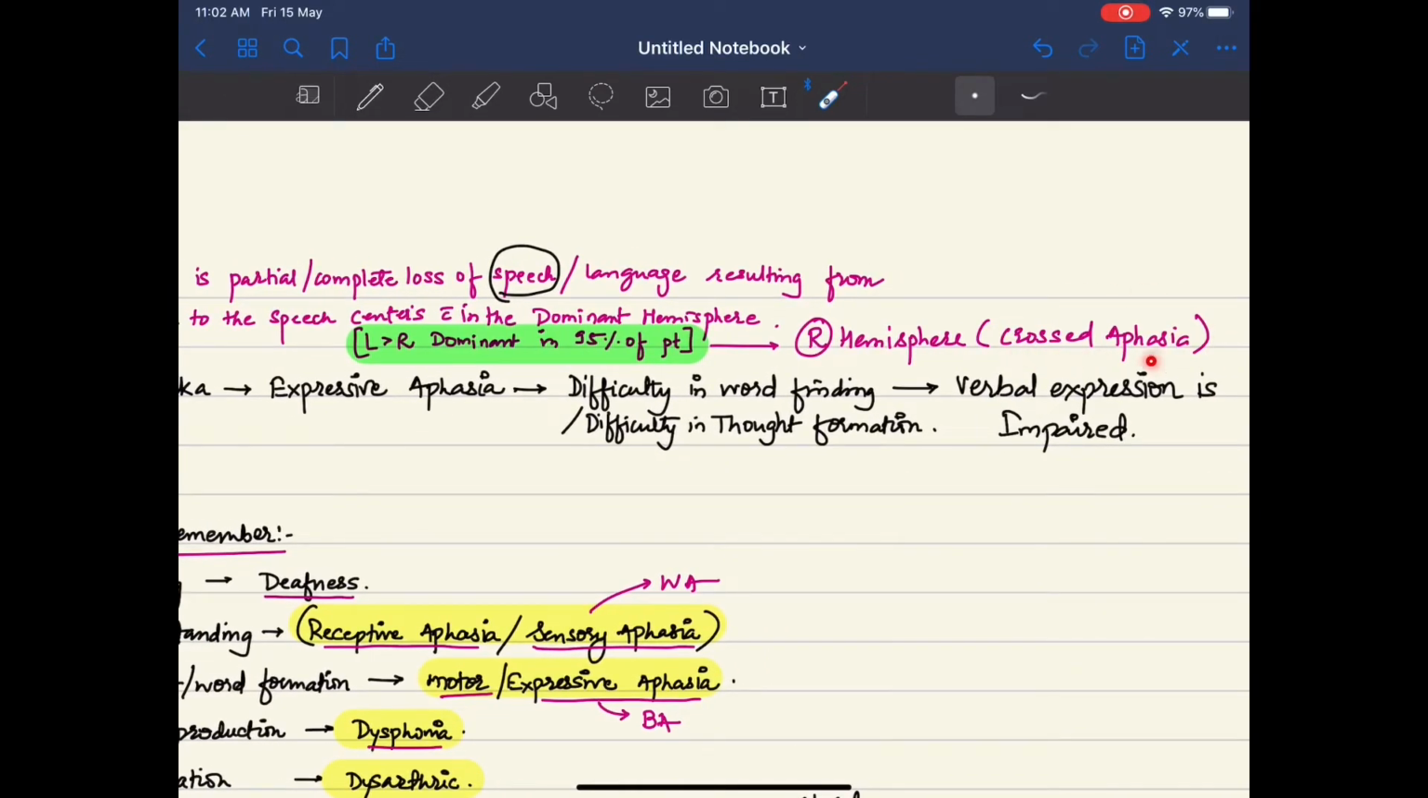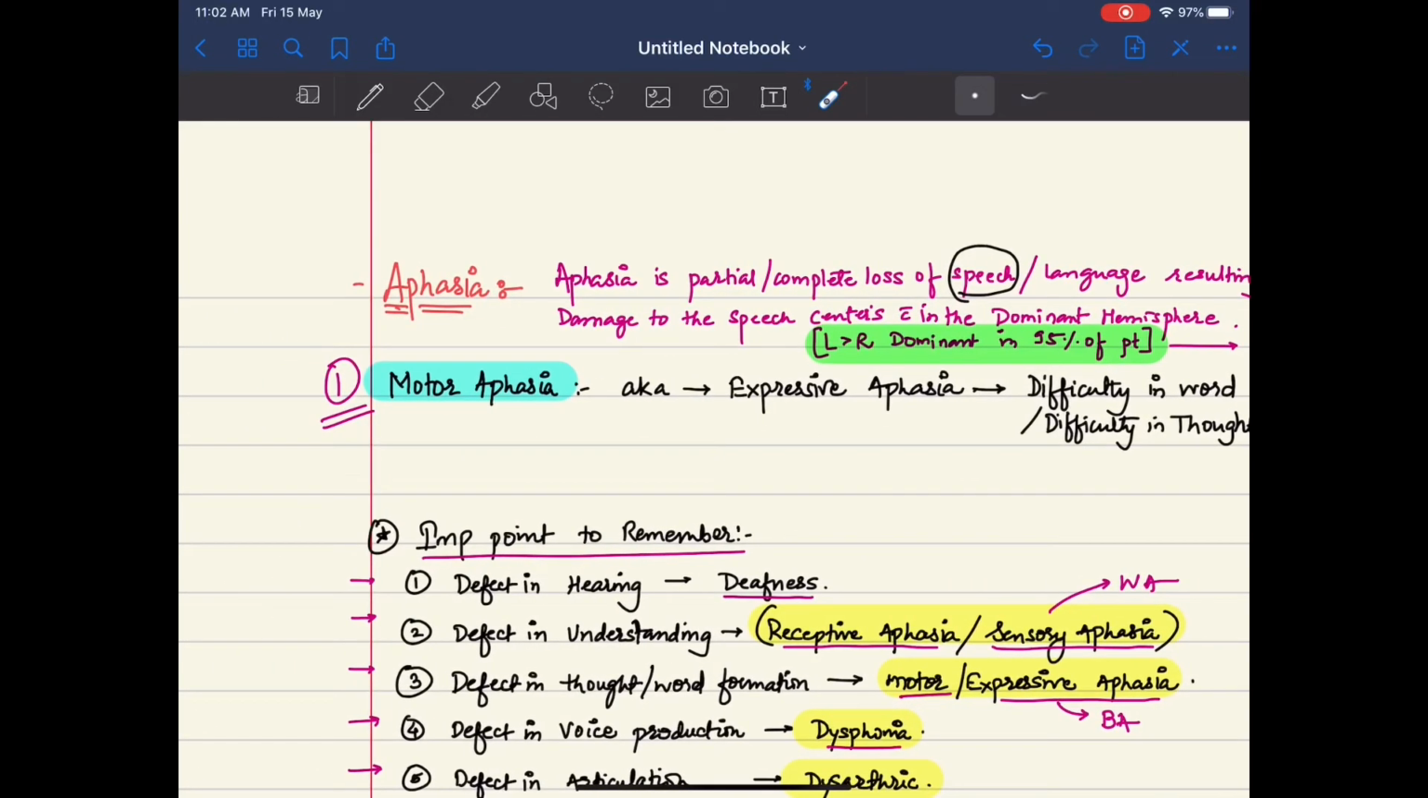So that is called crossed aphasia. This is one term which must be known by everyone. So this is basically a question which is usually asked in your exams. What do you mean by motor aphasia? A lot of MCQs are being asked related to this aphasia. So please mark this as an important question which can be asked as a SAQ or a practical question. Okay.